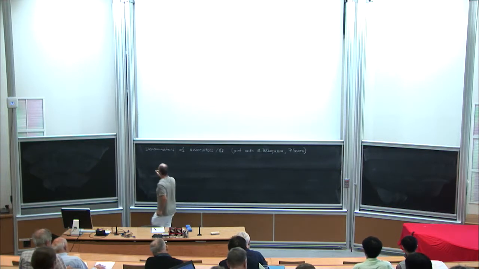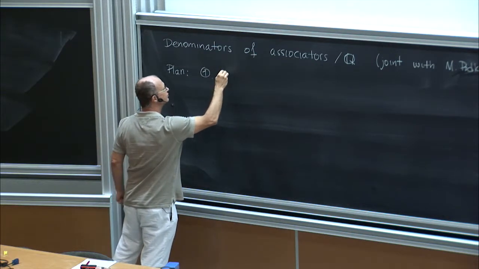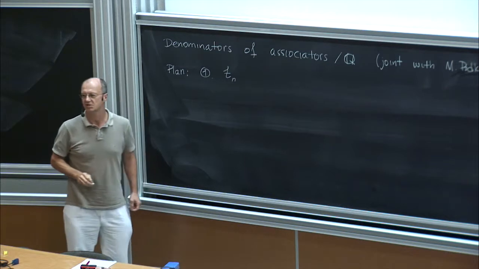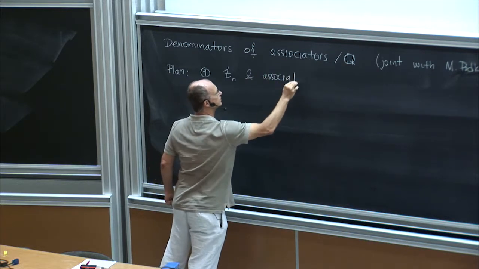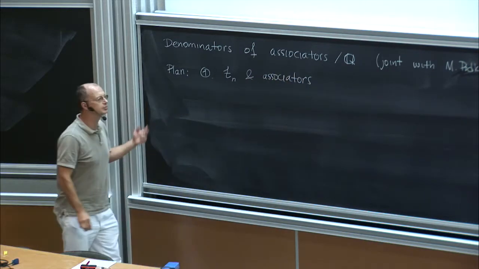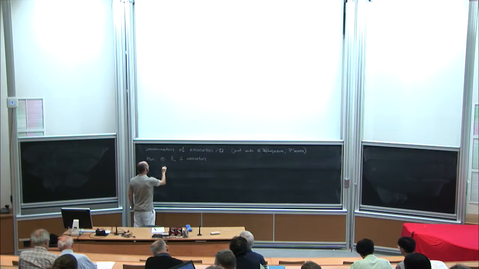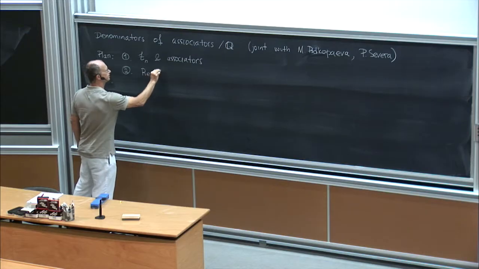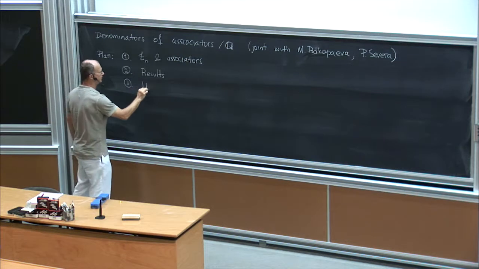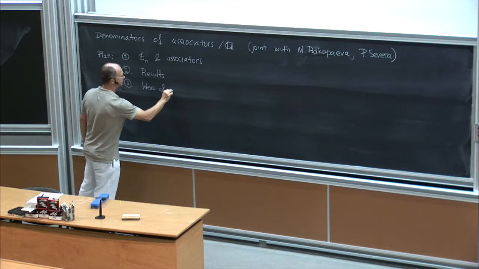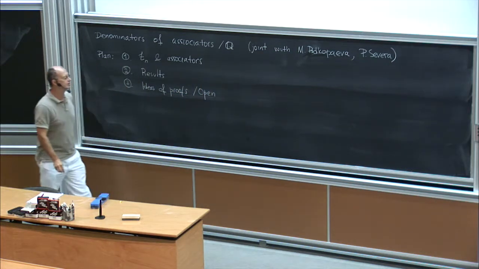So the plan of my talk is as follows. I'll start with the reminder of the Lie algebra TN that you have already seen in this conference, and the definition of associators and some little bit of background information. I guess there will be much more of it in the other talks, and then I'll give you some results about denominators and, well, maybe some ideas of proofs, if time permits, and possibly some open problems.